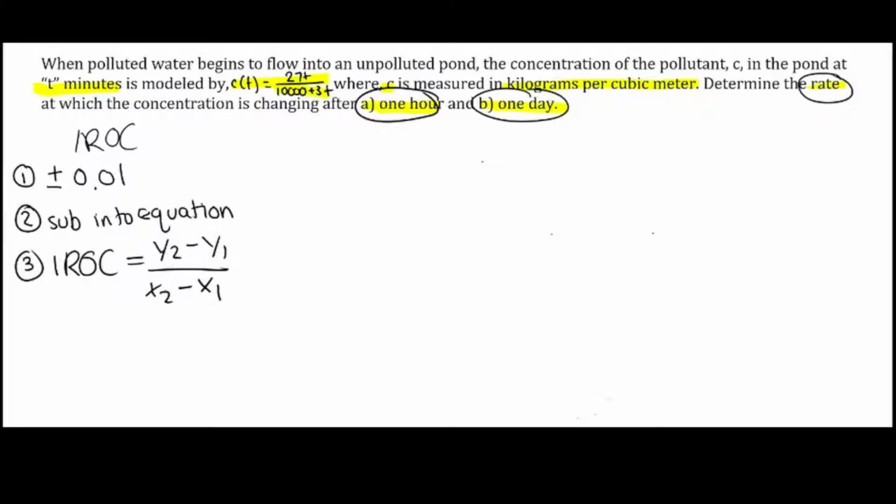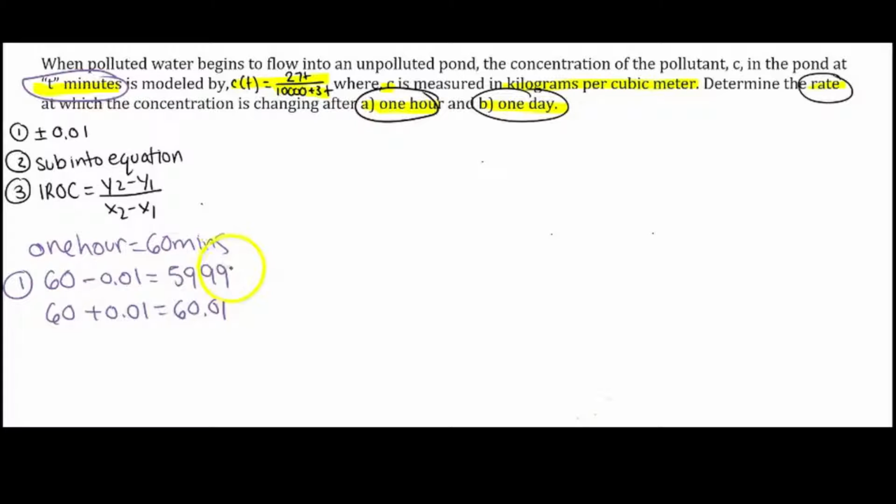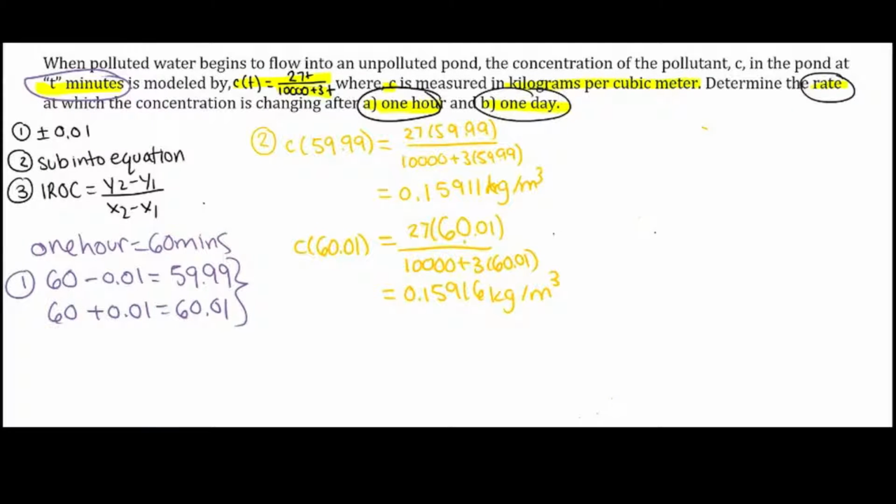So let's start with the first question, the rate at which the concentration is changing at 1 hour. Since the time is in minutes, we need to know how many minutes are in 1 hour. As we know, there are 60 minutes in an hour. Now we have to do step 1 and add and subtract 0.01 from 60 minutes. Now we will plug these 2 numbers into our concentration formula, which is step 2. Once you plug the 2 numbers in, you should get a concentration of 0.15911 kilograms per cubic meter and 0.15916 kilograms per cubic meter.